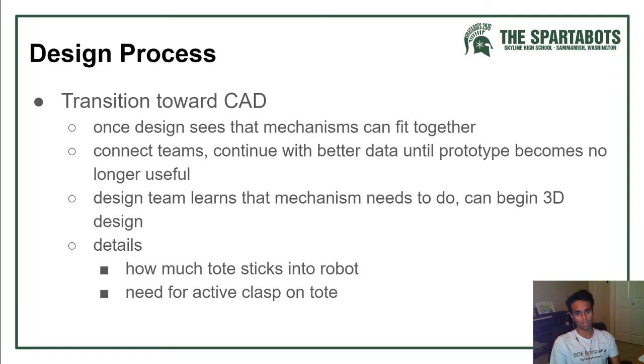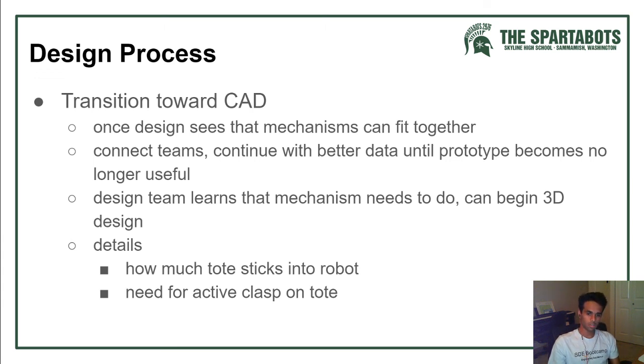Design team needs to learn what the mechanisms need to do, and then they begin to design them in 3D CAD. So once it's been decided how the game is going to be played, which prototypes, which designs work the best, you can start CADing those models up and getting them ready to be manufactured.